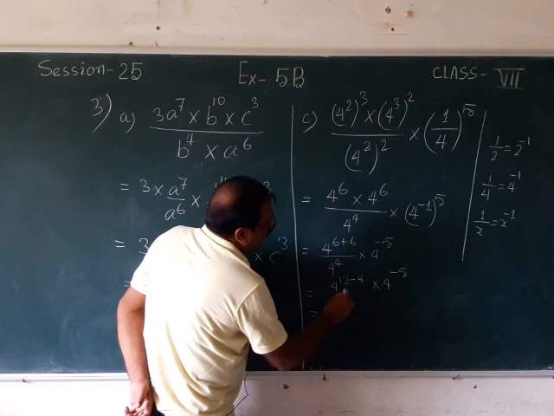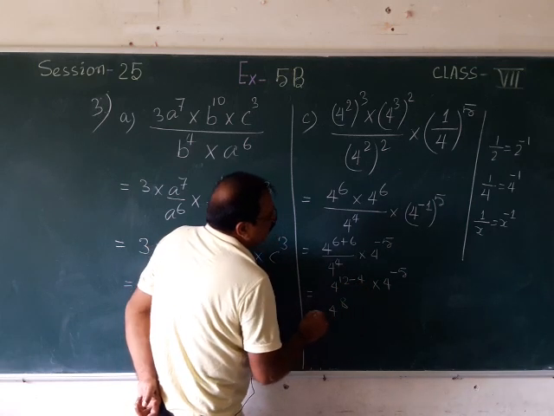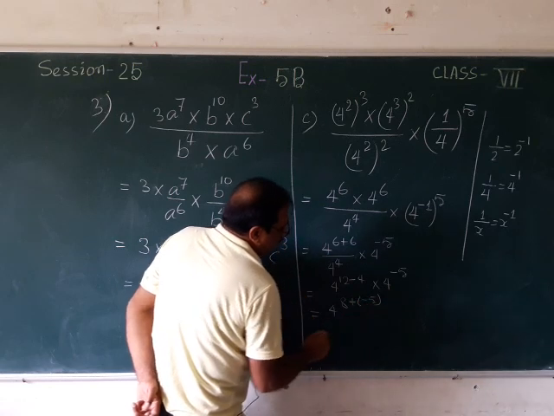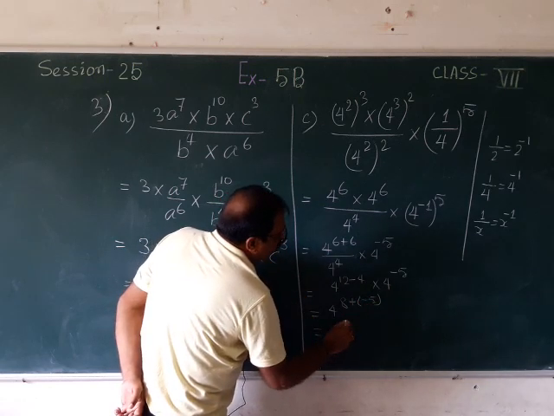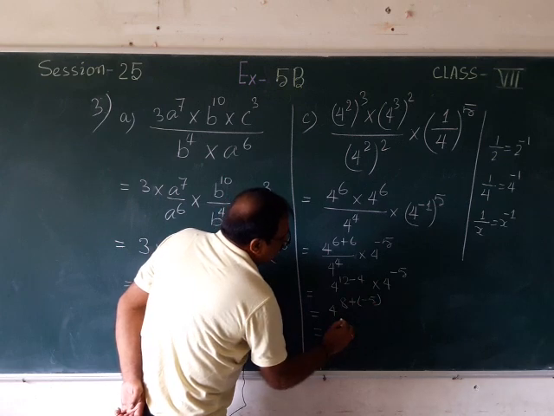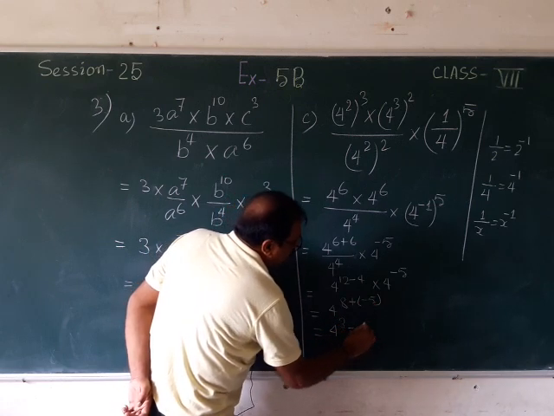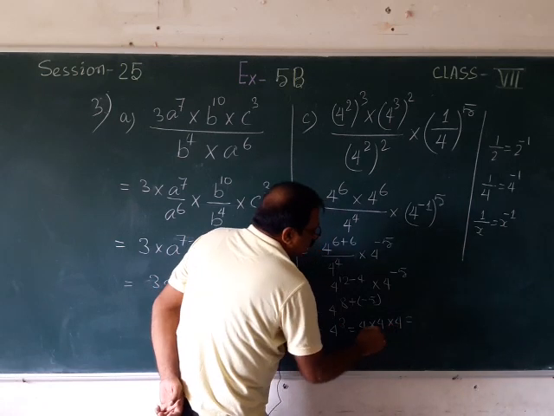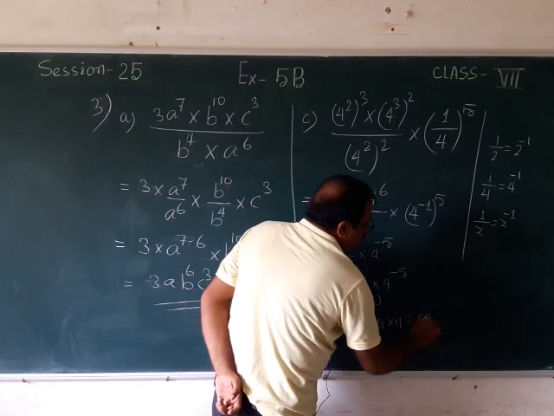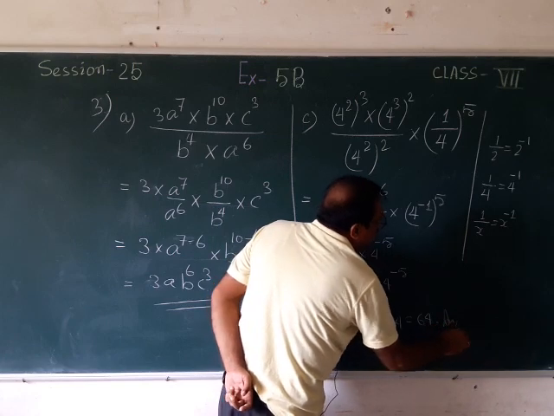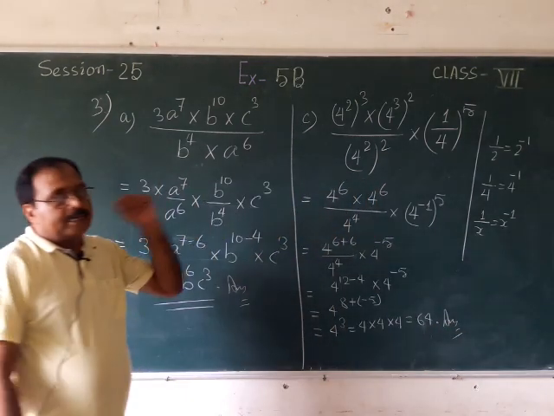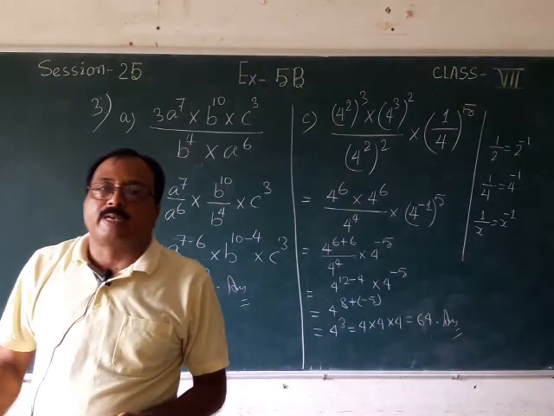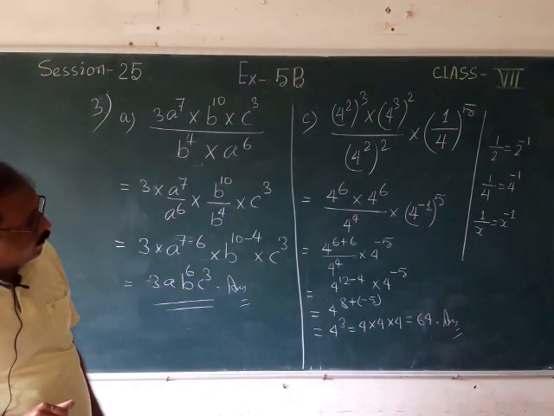That will be 4 to the power 12 minus 4 is giving you 8, and here plus you can write minus 5. Then further you can write 4 to the power 8 minus 5 means 3. So 4 to the power 3 means 4 into 4 into 4. So 4 4s are 16 and 4 16s are 64, and that will be the answer. So like that I have applied the rules of exponent, the laws of exponent to solve the question.